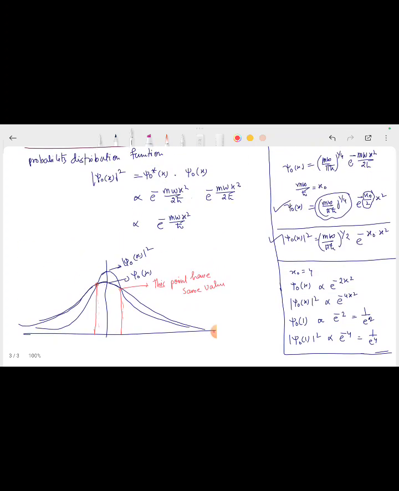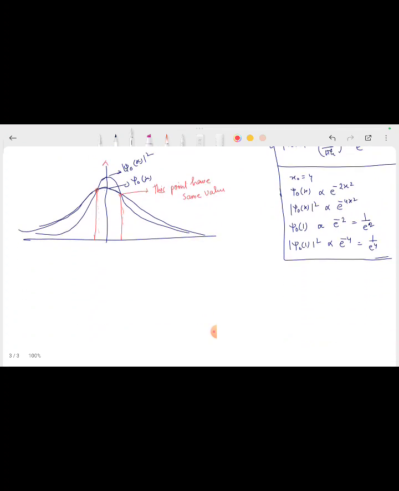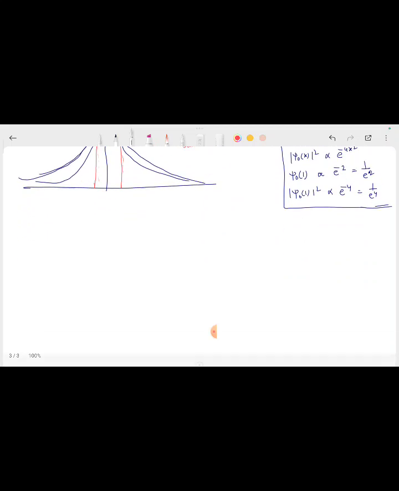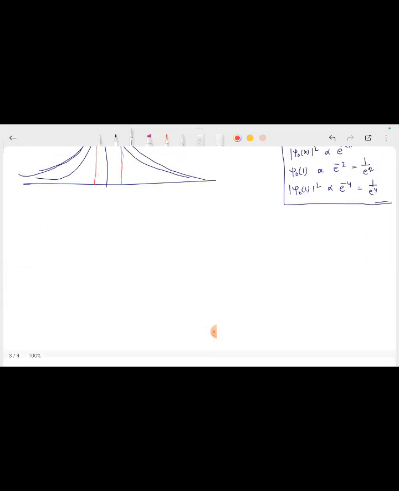So these are the actual wave function shapes. The ground state eigenfunction and probability distribution function have the same shape, just like that.